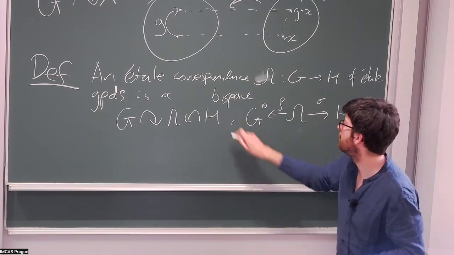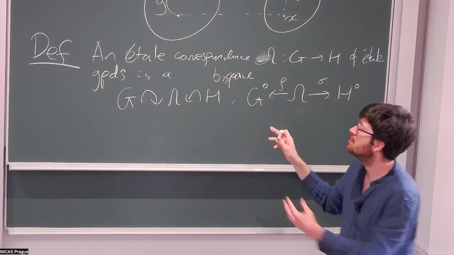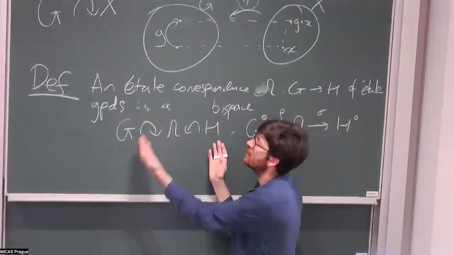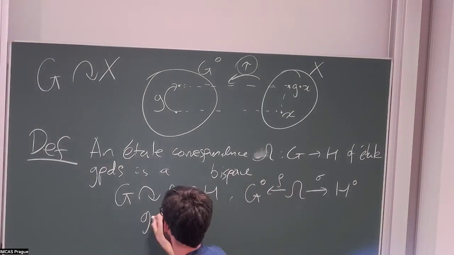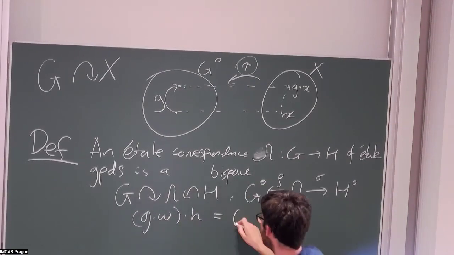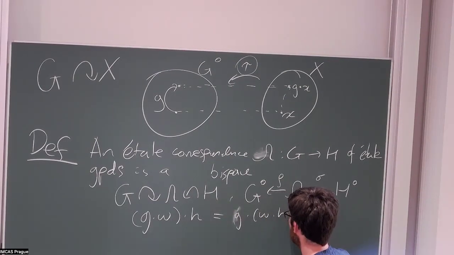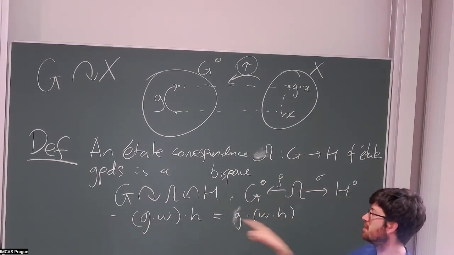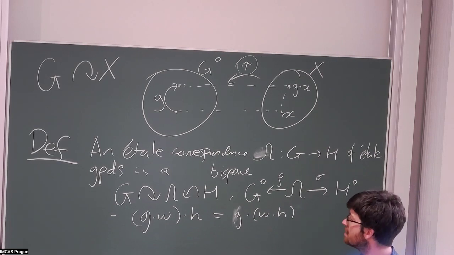Being a bispace means that it doesn't matter which action I do first. So if I am allowed to write G dot omega, and I'm allowed to write omega dot H, then this is going to hold. That's what it means to be a bispace.